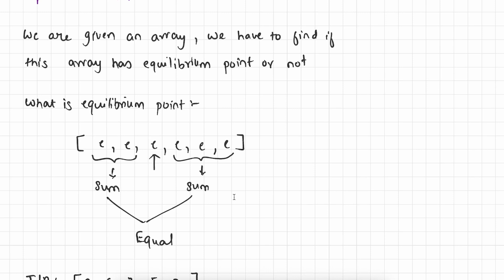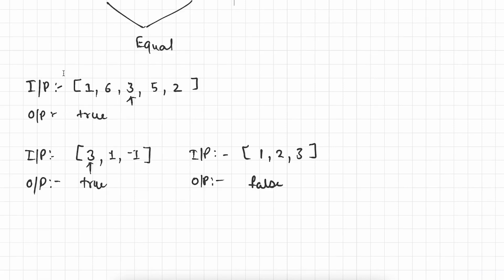Moving on, let's understand this problem with a few examples. Let's see this first example. Here the array is given as 1, 6, 3, 5, 2, and this array has an equilibrium point, and that point is element 3. If you compute the sum of all the elements to its left, 6 plus 1 is 7, and if you compute all the elements to its right, that is 5 plus 2, you get 7 as the sum. That is why the output of this input is true.